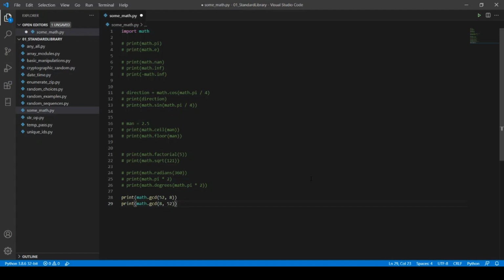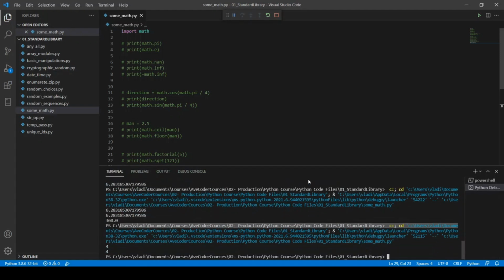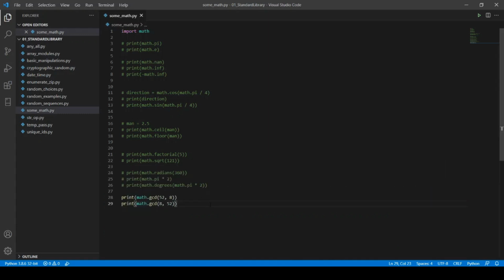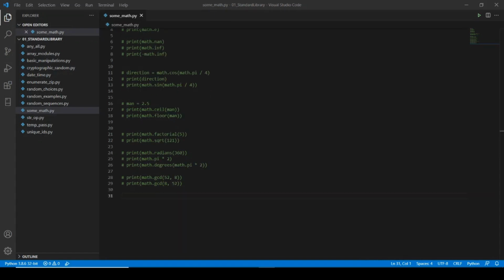Here we have two numbers, 52 and 8. And if we run the code, we find that the greatest common divisor in both cases, no matter how we shuffle them, is 4. So let's comment them out and let's do a final function, which is POW or power.